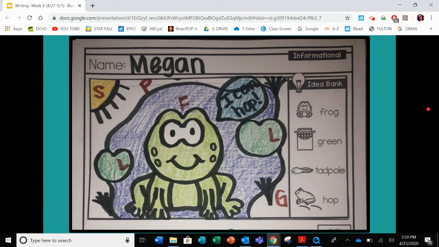So if you want, you can go ahead and pause the video and try to copy Miss Felvable, or you could go back and watch the video as I talk you through it if you need a little more help, okay? All right, good luck, and I can't wait to see your posts of your awesome frog pictures, your illustrations.